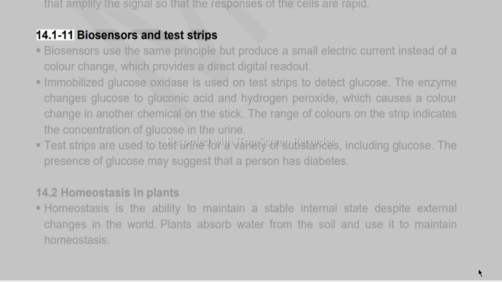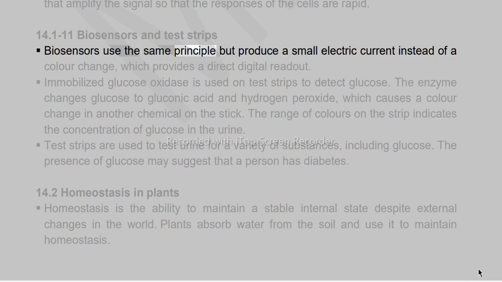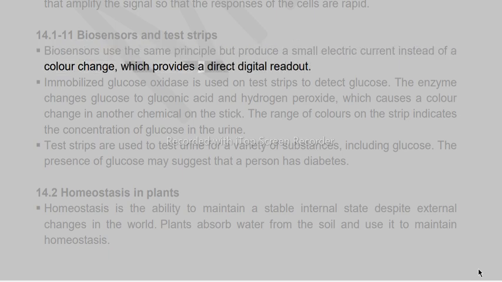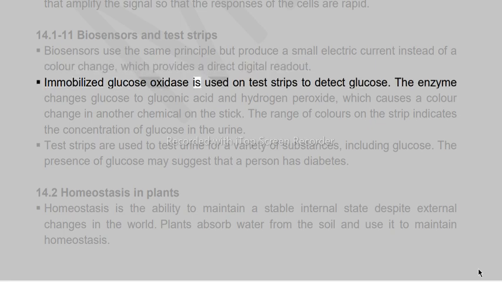Biosensors and test strips. Biosensors use the same principle but produce a small electric current instead of a color change, which provides a direct digital readout. Immobilized glucose oxidase is used on test strips to detect glucose.